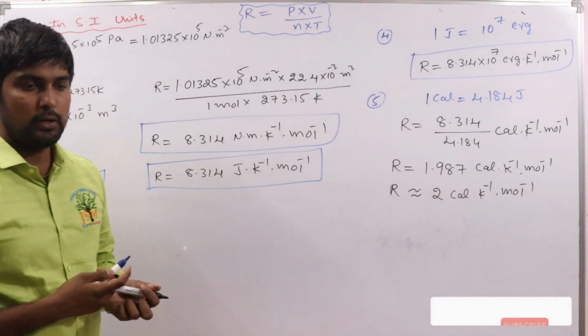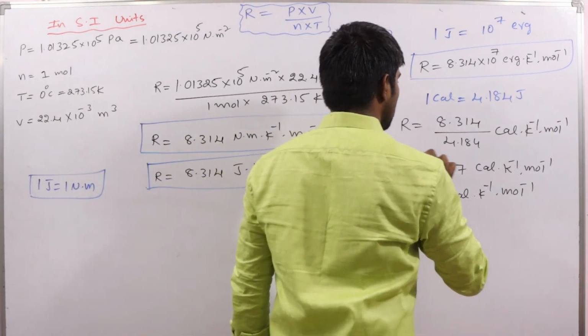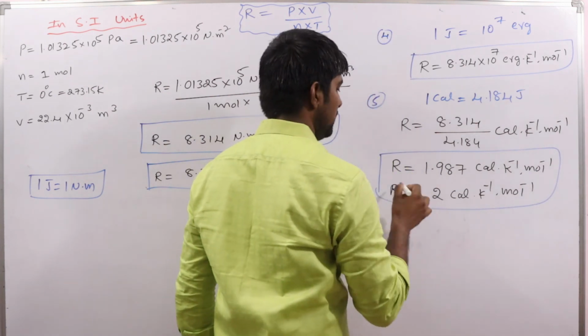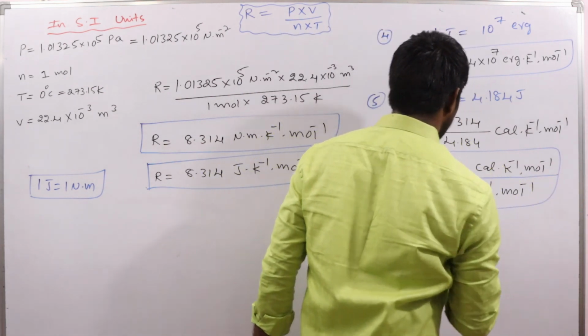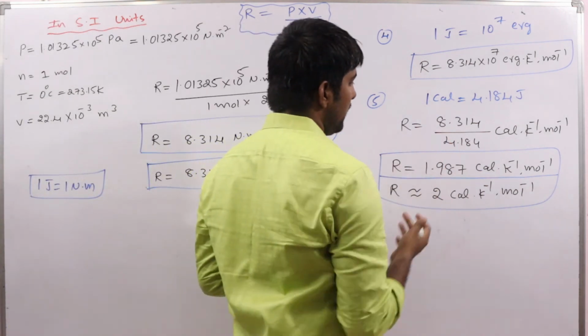Okay, so this is the value of R in calories per Kelvin per mole. Anyone we can use, generally this we use. Almost equal to 2. Clear? This is in another unit.